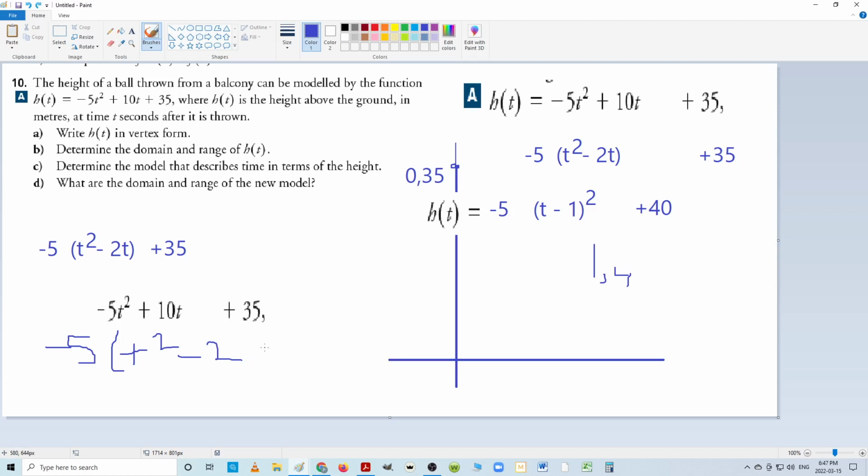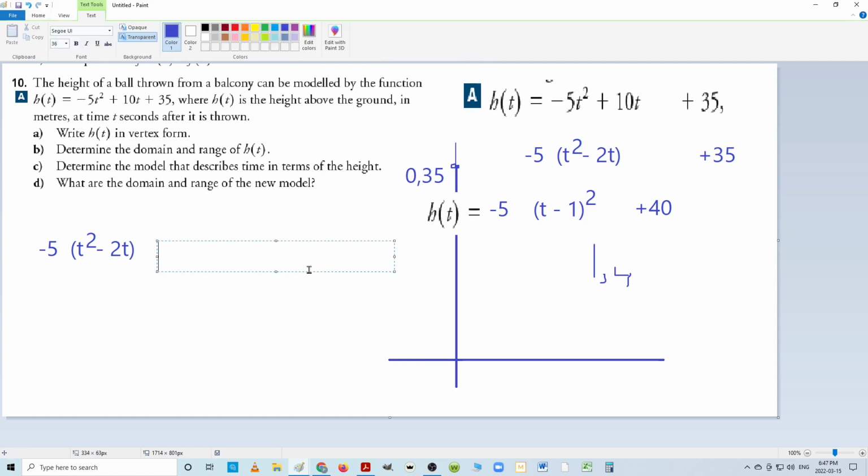So we're going to have to do it the old-fashioned way. We're going to set this equal to 0. Subtract 35 from both sides, so it's going to be equal to minus 35. Divide by 5 on both sides, and we get plus 7.